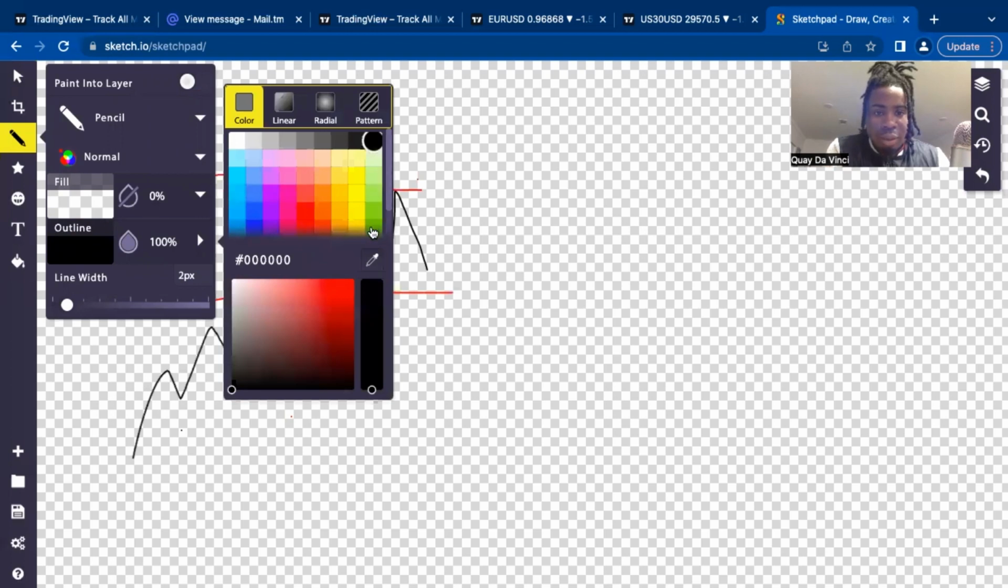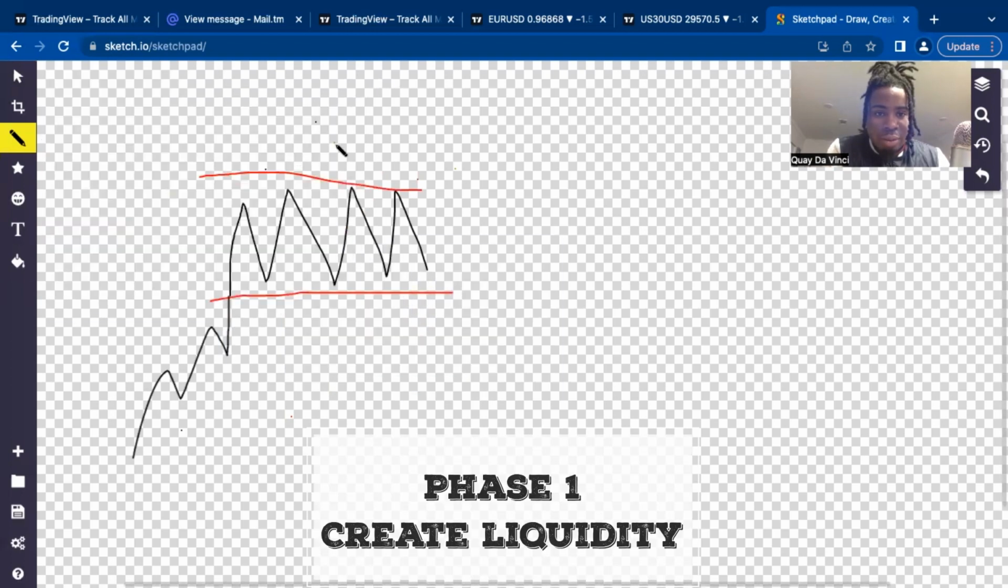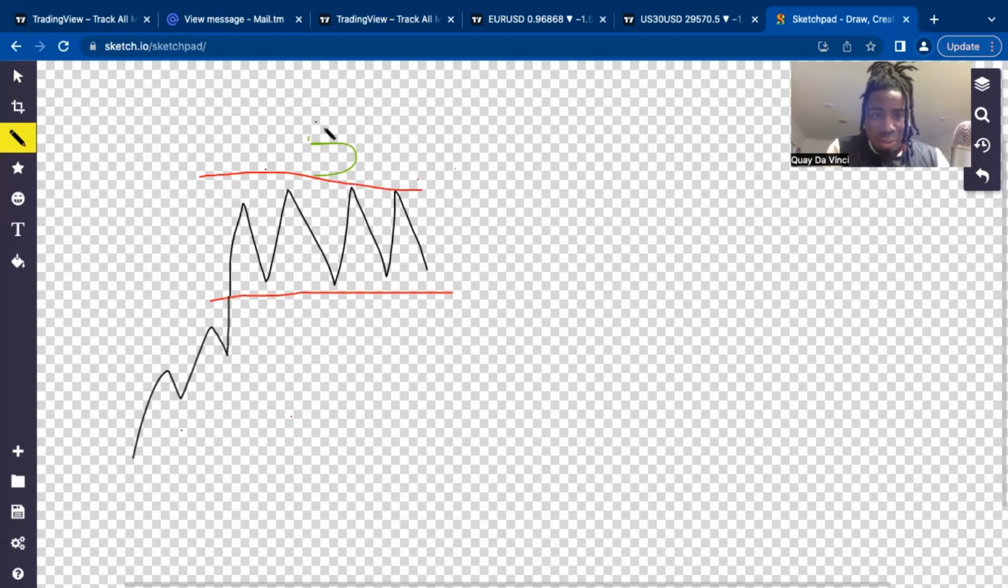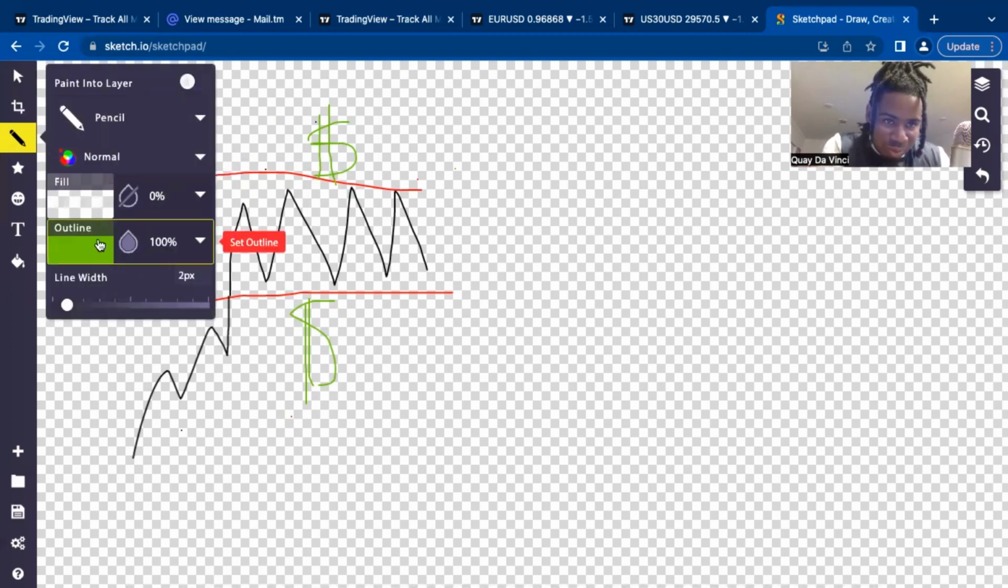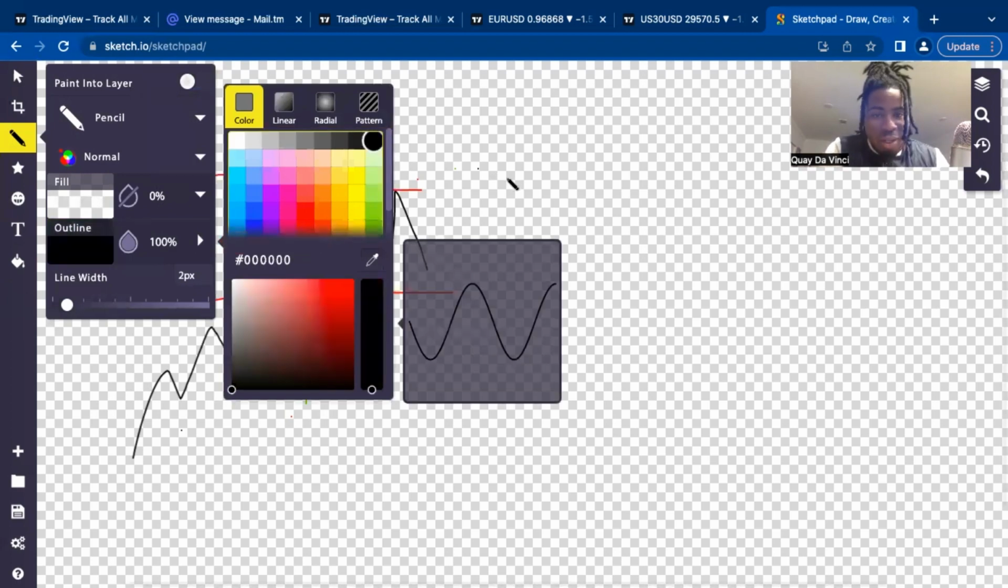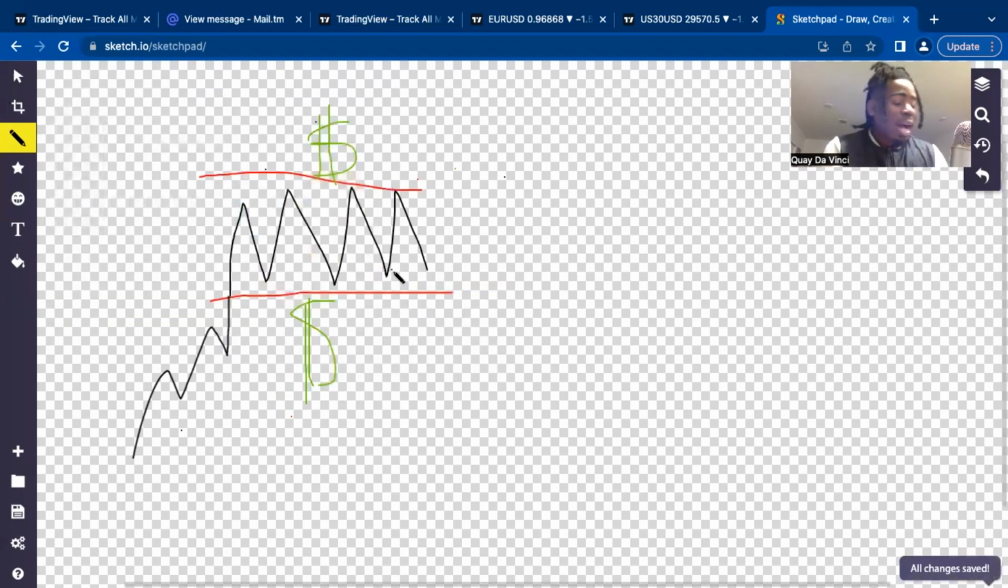It's liquidity. So first phase of the banks. This is the first phase. Write this down. The first phase is creating liquidity. They create a range to make people put stop losses on this side and this side. Oh, double bottom. Oh, double top. Oh, I gotta ride that out. All right, cool. So that's phase 1. They creating liquidity. They inducing all the retail guys in to go and see what it's about.